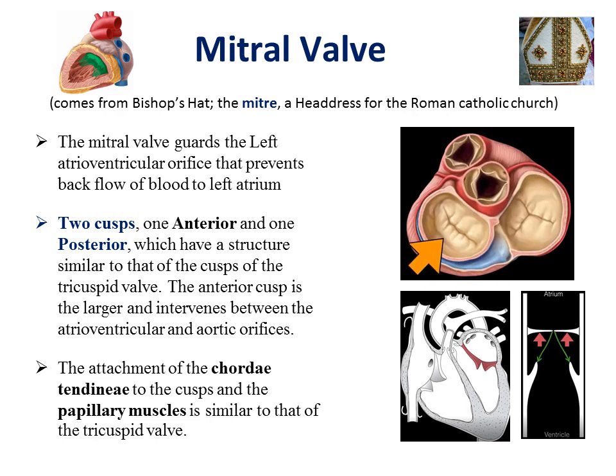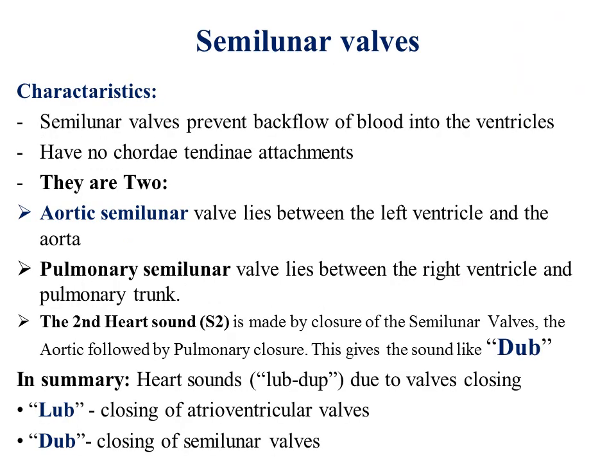The attachment of the chordae tendineae to the cusps and papillary muscle is similar to that of the tricuspid valve, and its closure is exactly what gives the first heart sound to start with. We said the first heart sound is composed of the closure of the mitral, followed by the tricuspid closure. This is the first heart sound, which we call the lub.